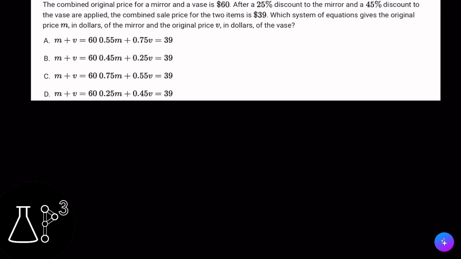So I'm given that the combined original price of the mirror and the vase is $60. And I'm given that a 25% discount for the mirror and a 45% discount for the vase are applied to give me a total new value of $39. And we're looking for the system of equations that corresponds with the information given. As we can see, we have two equations. All of them have M plus V equals 60, so A, B, C, and D, but they have different values on the M's and V's that equal 39.